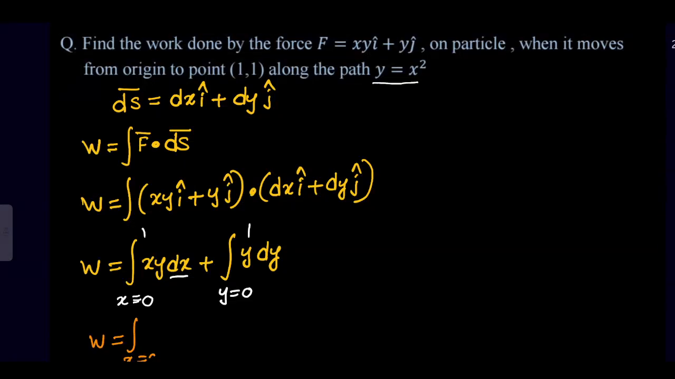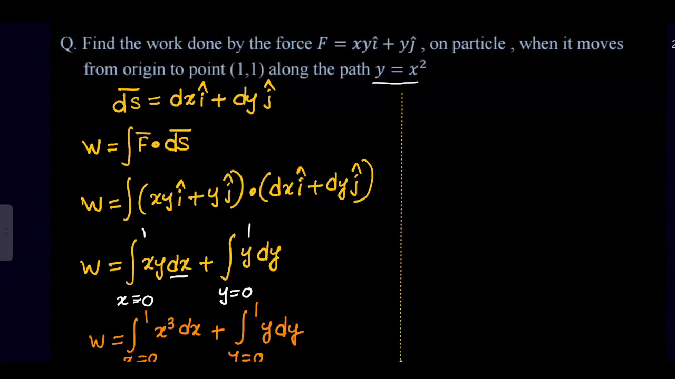Now the limits are x from 0 to 1. So this x is there, so it will come as x cube into dx, plus y limits are 0 to 1, so this is y into dy. Right. Simplify and get it.